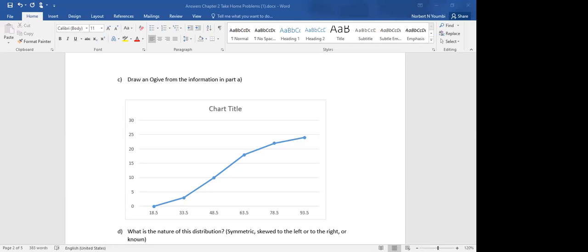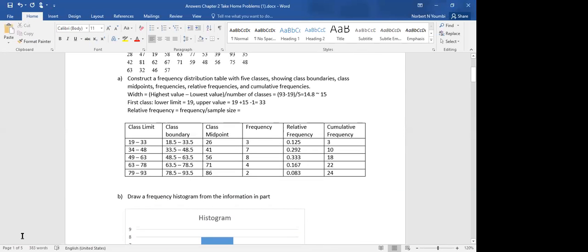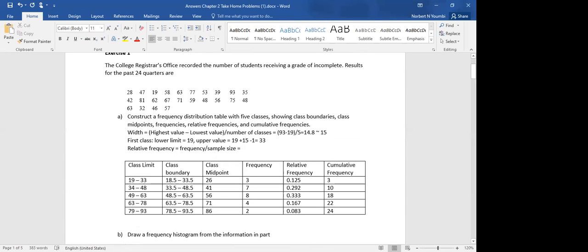How many data values are less than 18.5? Look at the table here. How many data values are less than 18.5? 0. So we are going to put 0 here. Then we will have 3. These are the cumulative frequency. This is to make that cumulative percentage graph, the cumulative graph, which is the ogive.